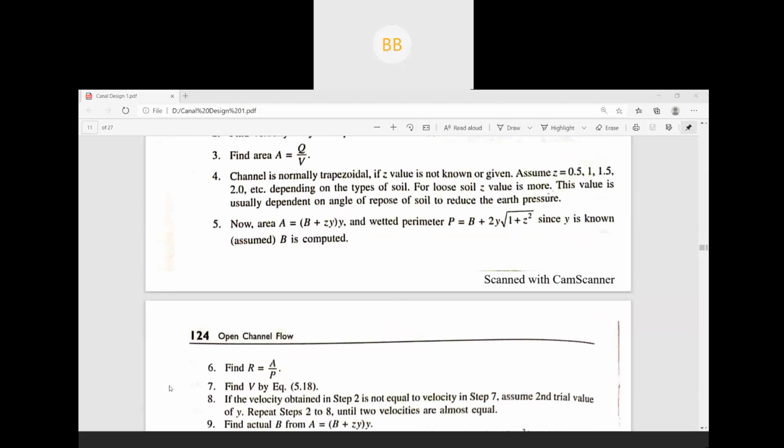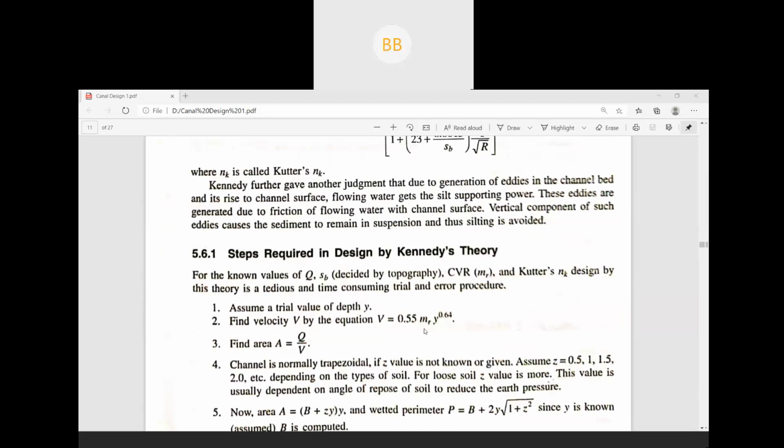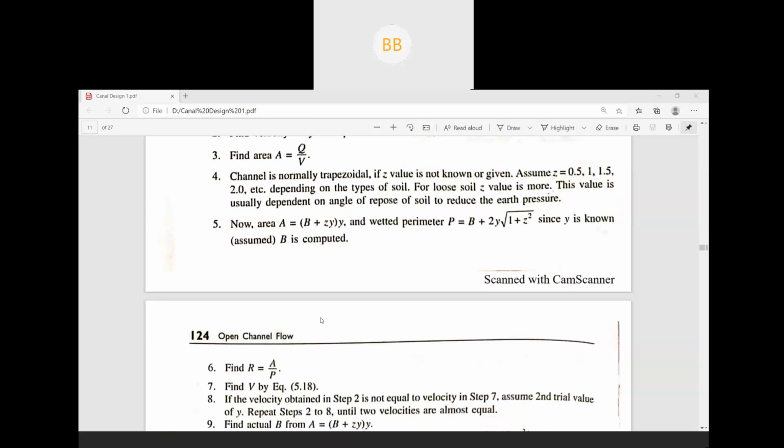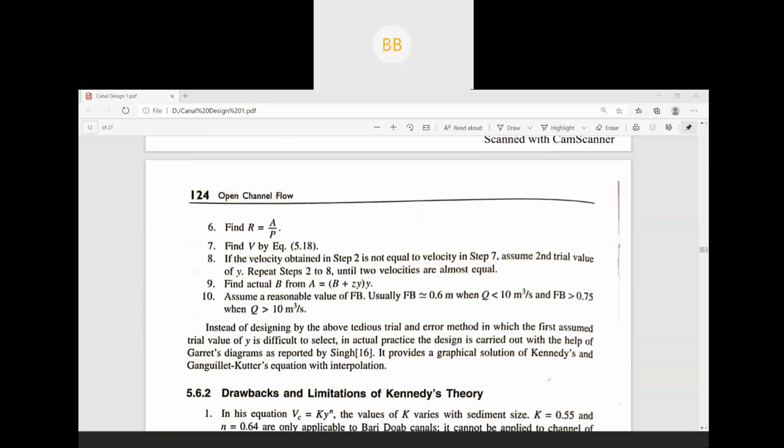You have to repeat till step 7 until you are getting the same velocity. So that is why this process is called the trial and error method. You have to give a trial, and if you get some error, then you have to go for another depth of flow. Then you proceed with the whole process, and again, if it is not the same, you go for another depth of flow. Once both the velocities are the same, then we proceed to step number 8.